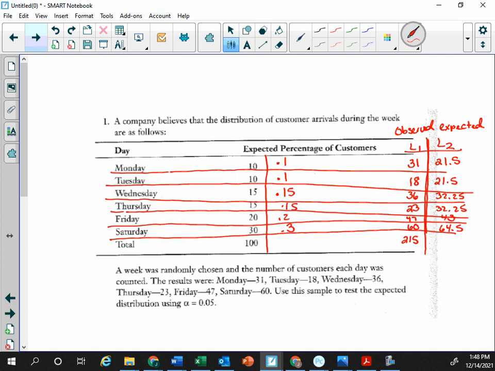So we had the percentage, so like Monday, the expected percentage was 10%. So we took 10% times this total. Like, we know we had 250 people come. This is how many we would expect to come on each day.